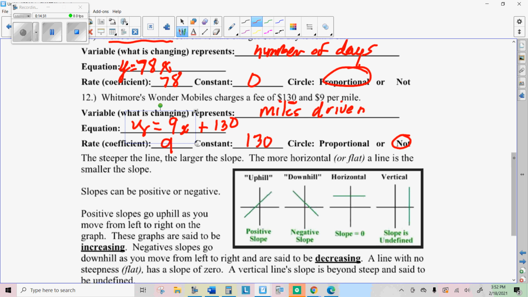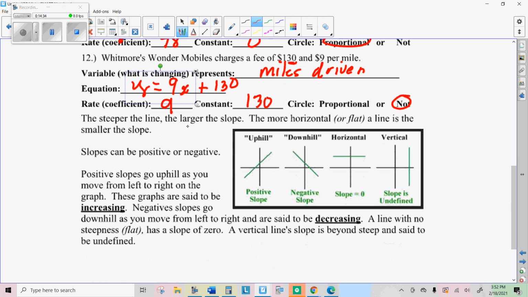Okay. All right, a couple more things about slope. The steeper the line, the larger the slope. The more horizontally flat the line, the smaller the slope.